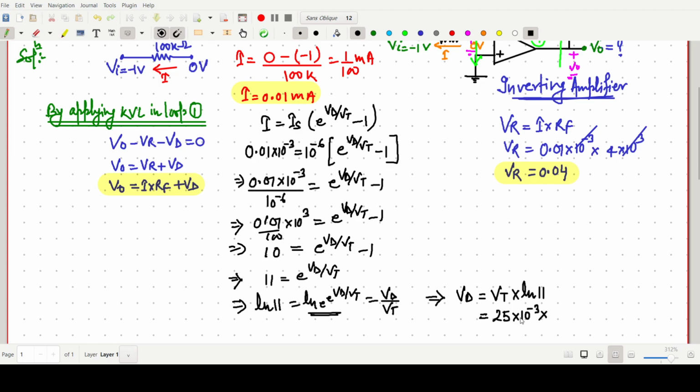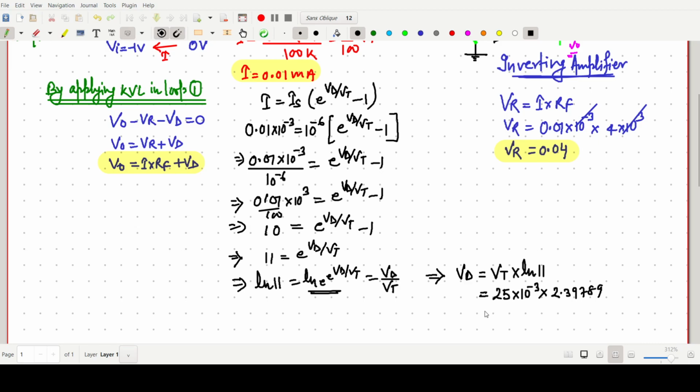Now ln 11 will come around 2.39789. I have calculated using the calculator. So if we solve this one, it will come nearly 59.94 into 10 to the power minus 3, or in general it is approximately 0.06. So the Vd value will be 0.06.